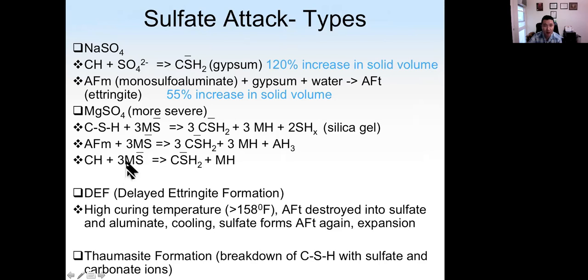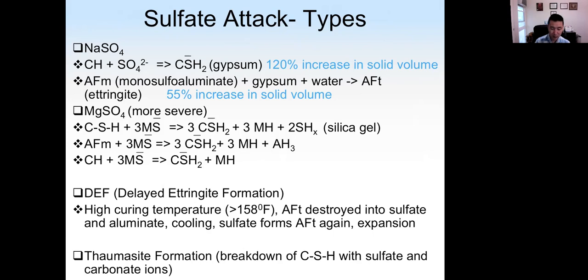So depending on the type of sulfate solution, we have different types of sulfate attack. For sodium sulfate, it should be Na2SO4, right? So we have two equations accounting for the sulfate attack. The first one is calcium hydroxide reacting with sulfate ions. It forms gypsum. That will account for a 120% increase in solid volume, so the concrete can crack because of that.